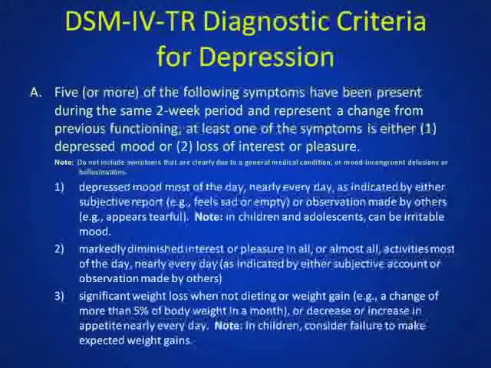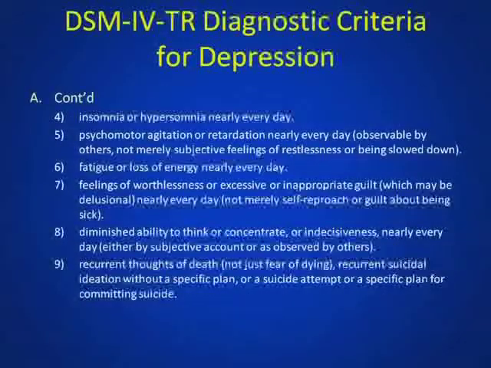When we look at the DSM-4-TR criteria for depression, we would like to see 5 of the following symptoms over a 2-week period: depressed mood, diminished interest and pleasure, significant weight loss not due to dieting or weight gain, insomnia, psychomotor agitation, fatigue or loss of energy, feelings of worthlessness, diminished ability to think or concentrate, recurrent thoughts of death, not just fear of dying.